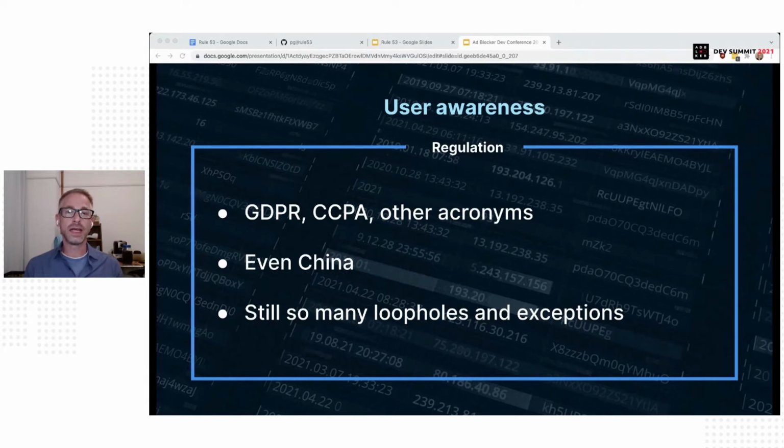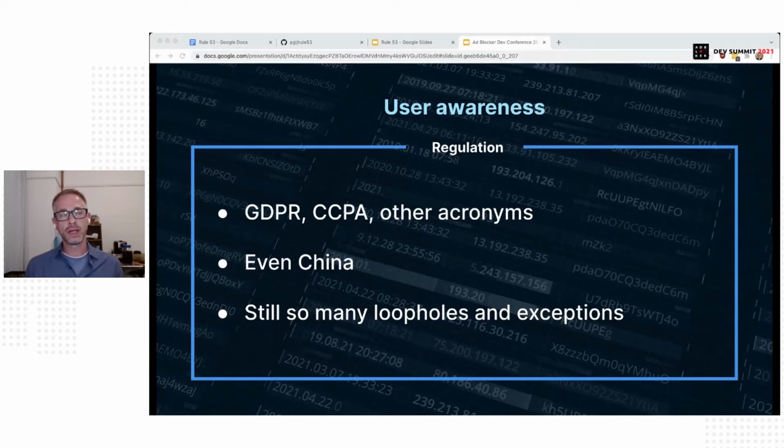Unfortunately, the regulation isn't foolproof, and there are still tons of loopholes and lots of exceptions, and each flavor of regulation is different and focuses on different aspects. Some focus on the consumers, some focus on the businesses. I'm not entirely sure where China's focus is, but the point is that it's not comprehensive, and it doesn't really guarantee the basic human right to privacy, which is what I believe in.